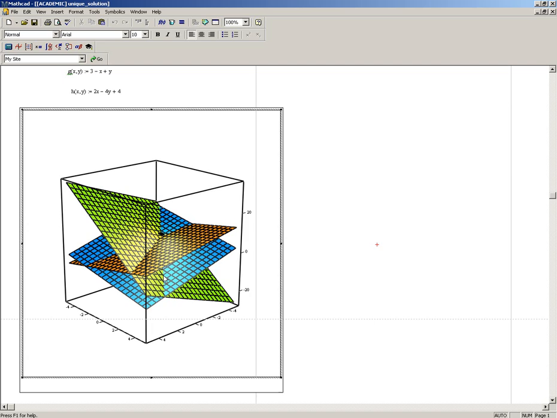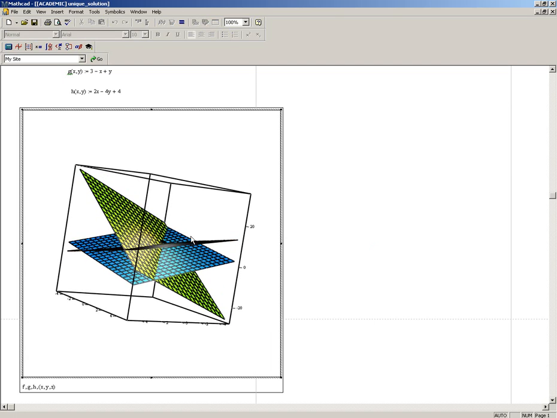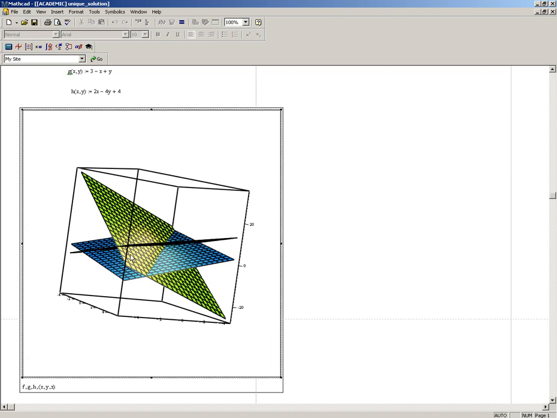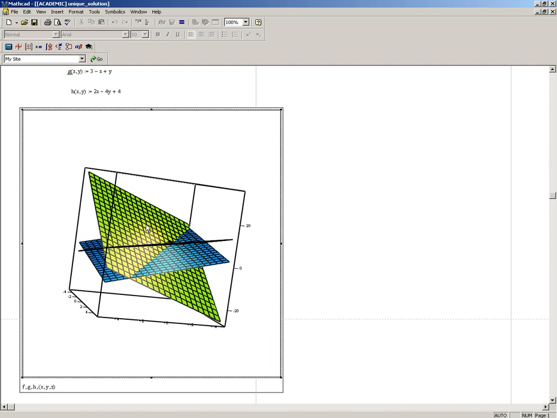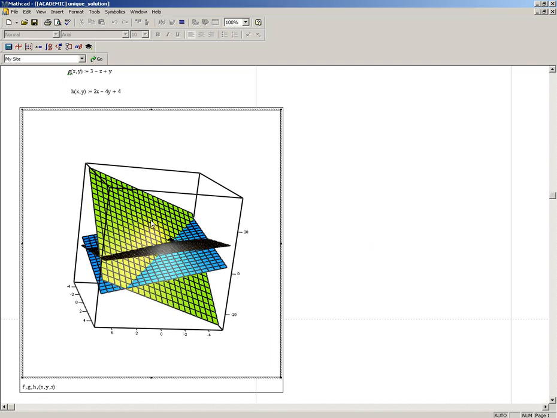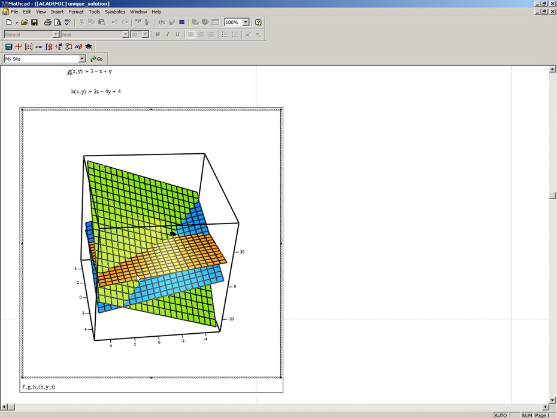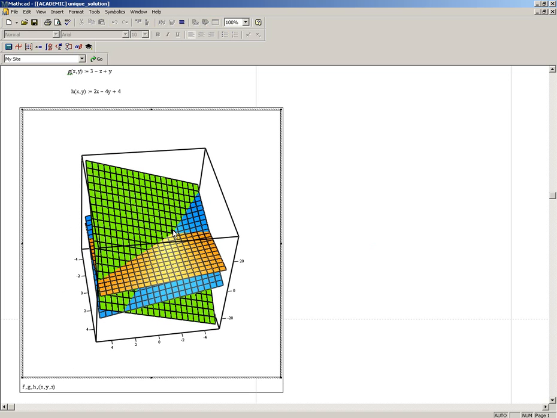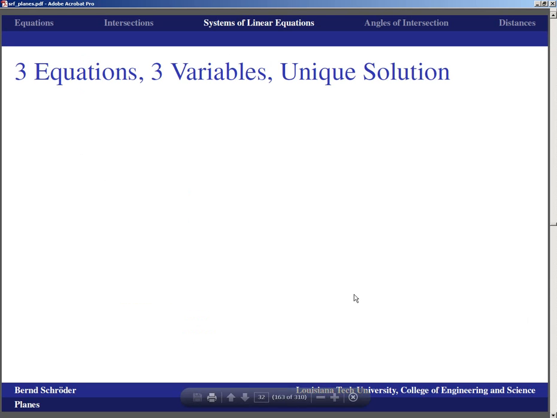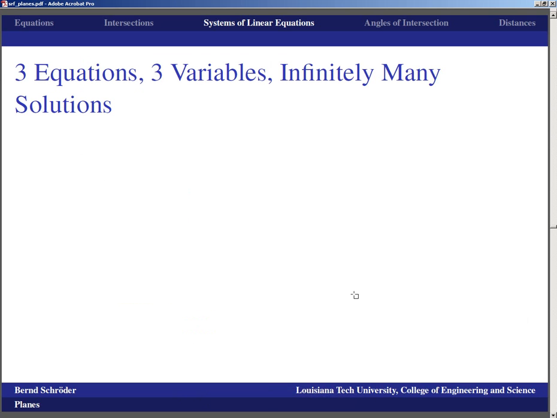If I take three planes that just aren't in any way parallel to each other or non-intersecting in some way, then no matter how I rotate this, I will not be able to get the intersection of these three planes to come out anything more than this point, and that's what it means to have a unique solution, right? Okay, now we could also take a look at what happens when we've got infinitely many solutions.